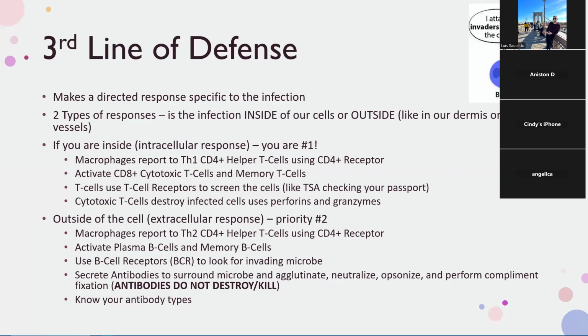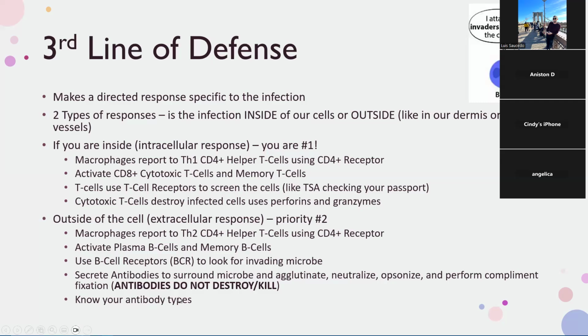Opsonization, the antibodies will secrete chemicals that make it much more appealing for the macrophage to want to digest. And then antibodies can also perform complement fixation. Remember the C5 through C9 MAC attack? Antibodies basically help set up a site for those complement proteins to line up and start performing the MAC attack.